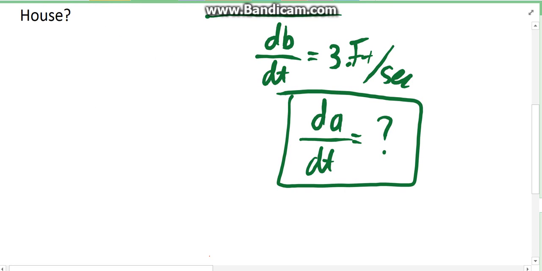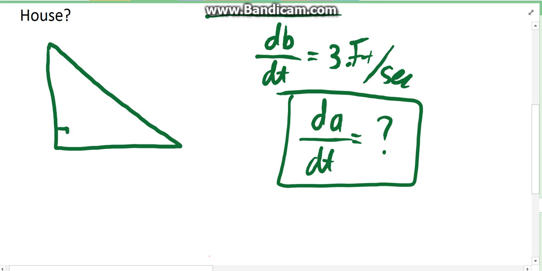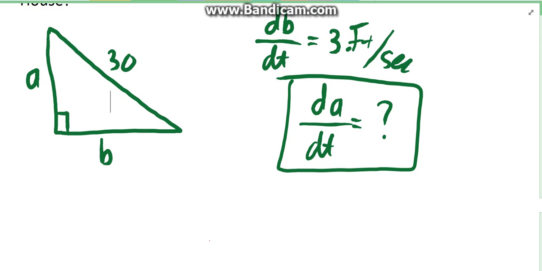Okay? So this is just a right triangle where this side again is 30, not changing. This side's B and this side's A. The equation that we're looking for here is an equation that's going to link A and B together, which hopefully everybody knows, this should be easy, is the Pythagorean theorem at this point in time. A squared plus B squared has to equal 30 squared.